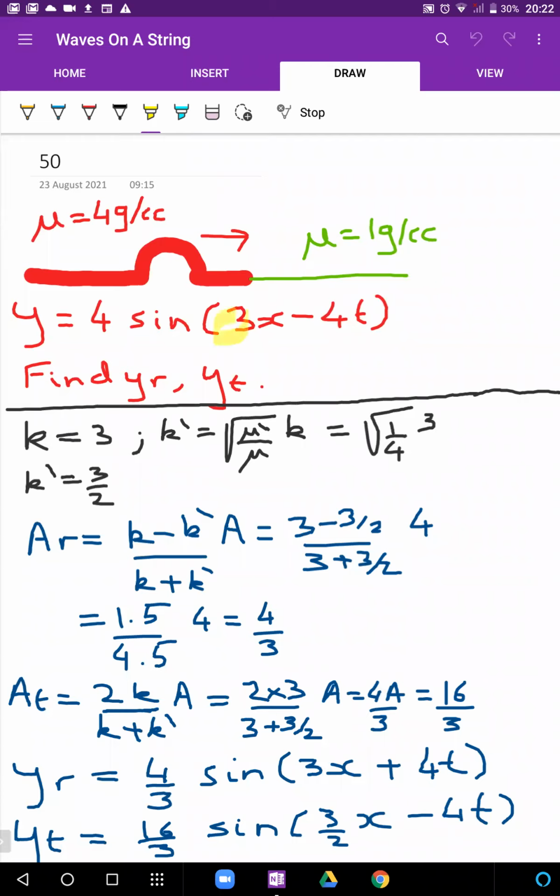How do we see that? We just have to see the coefficient of x. That's 3. Fair enough. K dash के लिए we have to use root mu dash by mu into k. So mu dash for the second string, the linear mass density is 1. For the first string, the linear mass density is 4. So k dash is going to be root 1 by 4 times k.